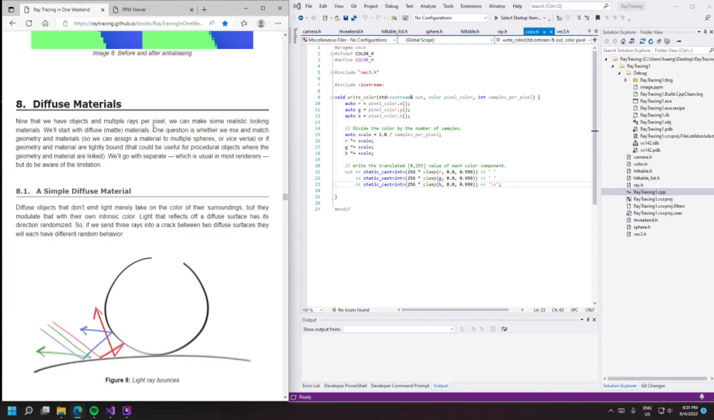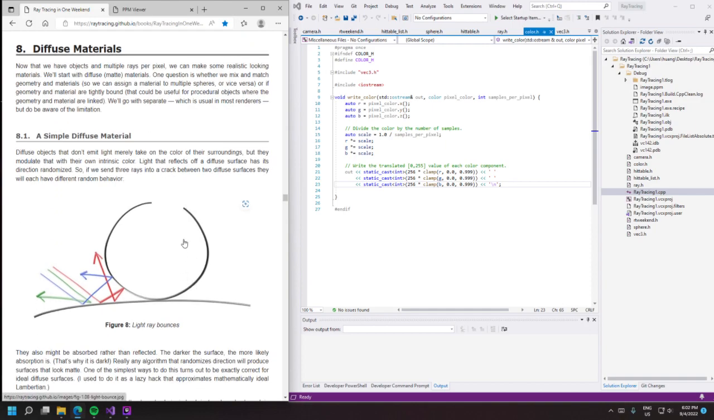One question is whether we mix and match geometry and materials, so we can assign a material to multiple spheres or vice versa, or if geometry and the material are tightly bound. That could be useful for procedural objects where the geometry and materials are linked. We'll go with separate, which is usual in most renderers, but do be aware of the limitation.